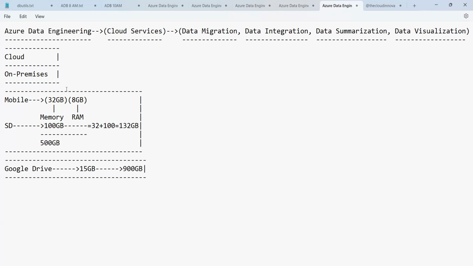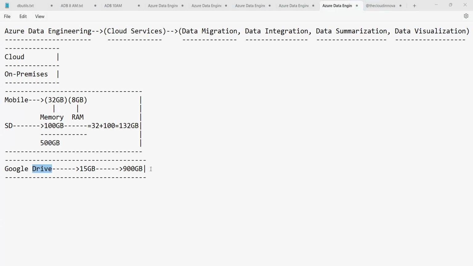So here you have two types of memories: the mobile phone memory as well as the Google Drive memory. Even as an individual, we always plan to store the data into the Google Drive rather than storing it into the inbuilt memory.